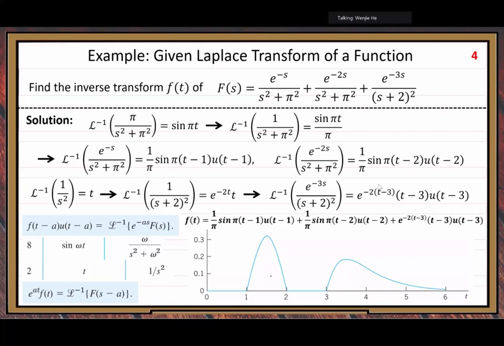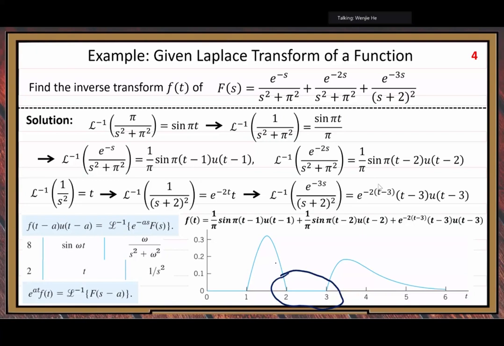This part is 0. This is the strange part, but these two pieces look all right. But how about this part? Now let's focus on this piece, this interval. Here we want to understand the Heaviside function u.